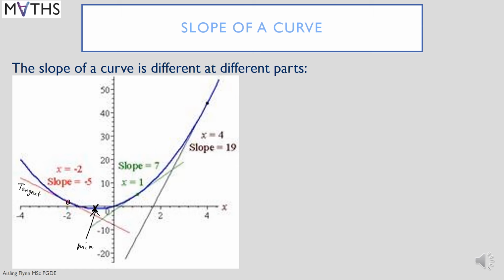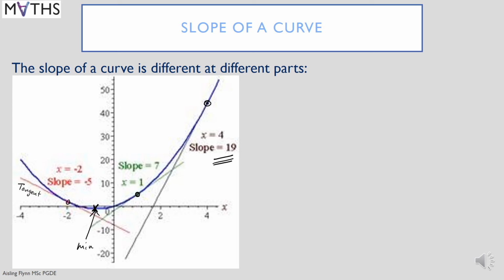Okay, then the curve comes around. If we move past the minimum and over to the right hand side where we have this green line, which is a tangent to the curve when x is equal to 1. And now you see that the slope has changed from falling to climbing or rising, and now the tangent at that point has slope of 7, so +7. And if you continue up the curve to where x is 4, the tangent at that point has slope equals +19, so it's rising very rapidly.